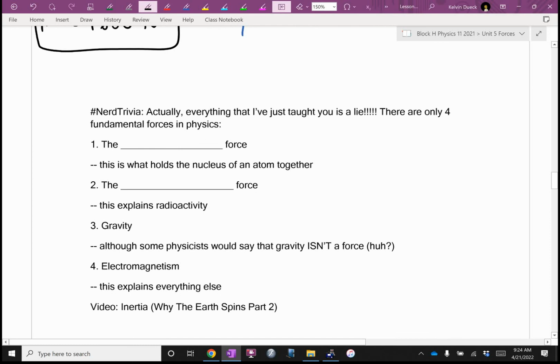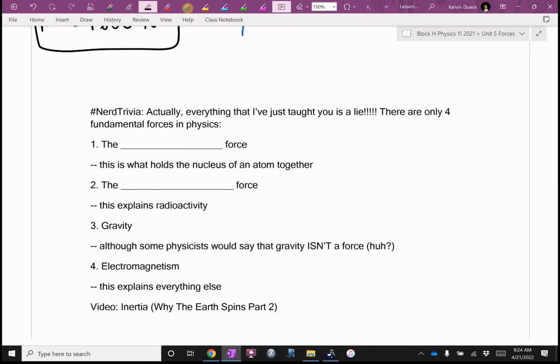This next bit is not on a test, but I should point out that everything that I've taught you so far is a lie. Actually, there's only 4 forces in the universe. Normal force does not exist. Air resistance does not exist. Tension does not exist. They're combinations of these 4 forces.